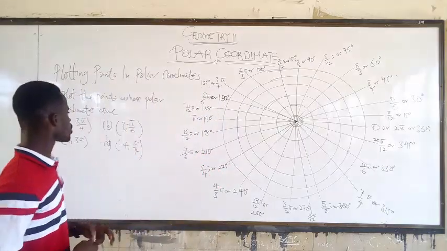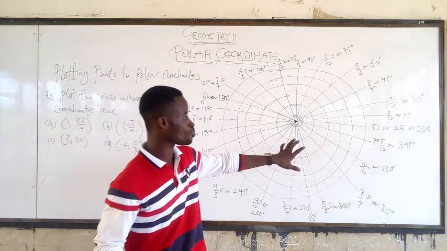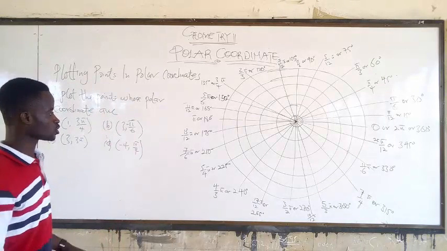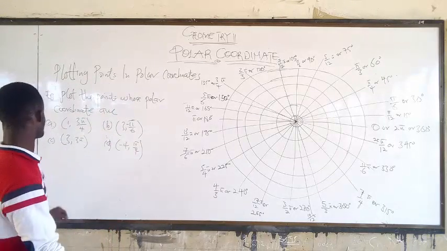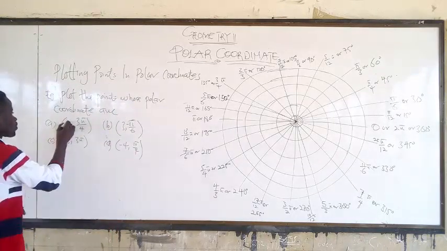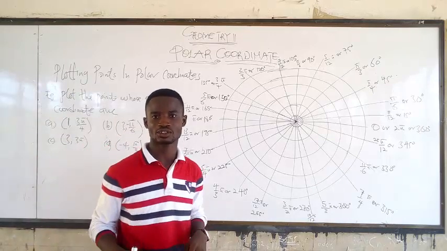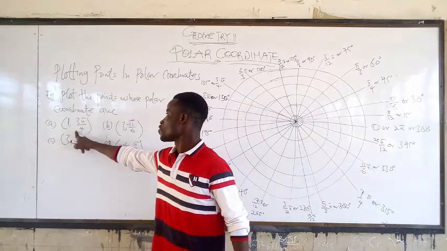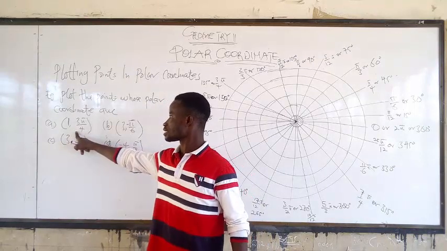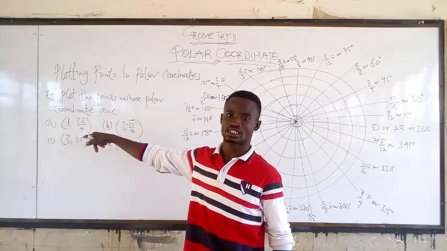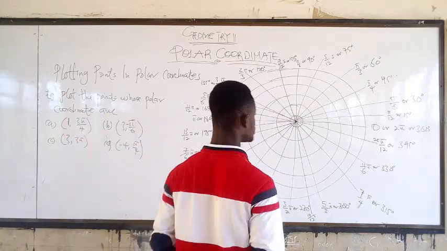Alright. So now let's see how we can plot this point. This is how we are going to do it. This is what we call what? This is 1. So at A, we have our r to be what? 1. And our theta to be 3 pi over what? 4.